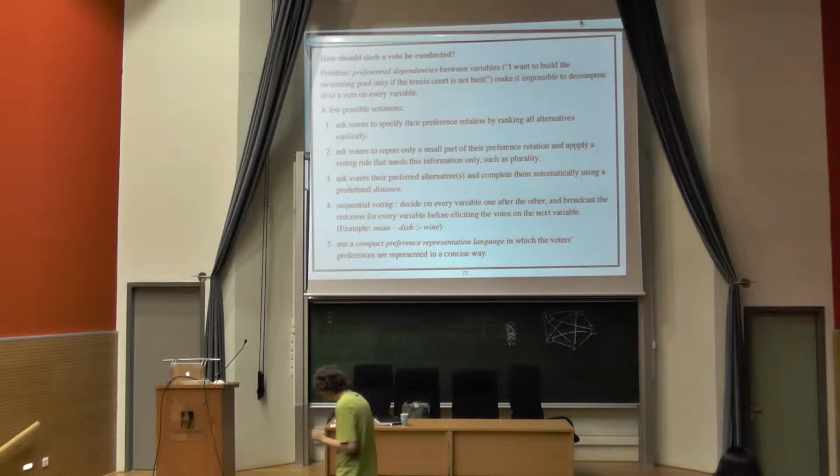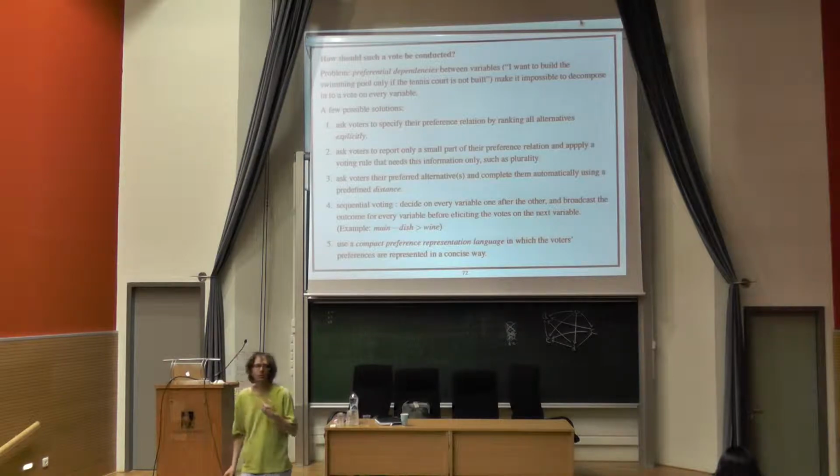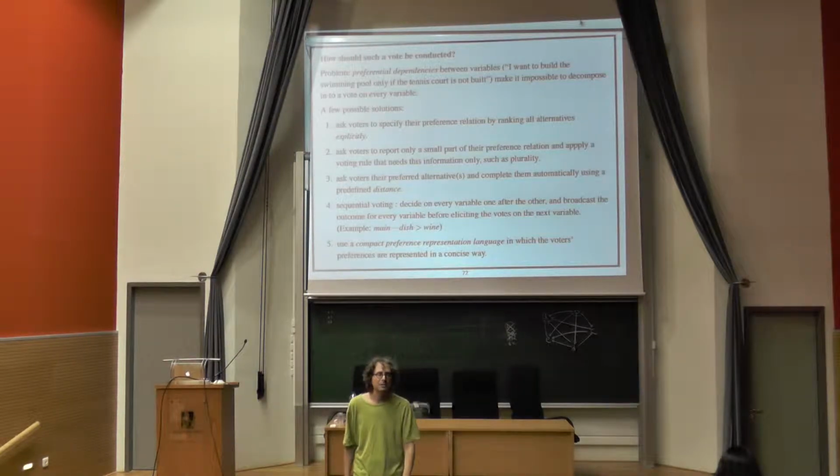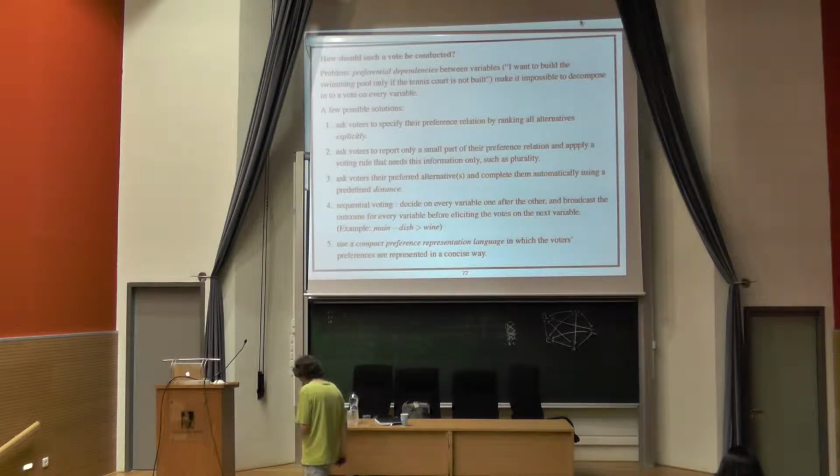The second thing is the quantity of the interaction between the voters and the central authority. If we ask the voters to spend years in specifying a ranking over 2 power n alternatives, where n is large, they won't do it. I mean, that's nonsense. Okay, so that's the second criterion. We should have limited interactions between the voters and the central authority.